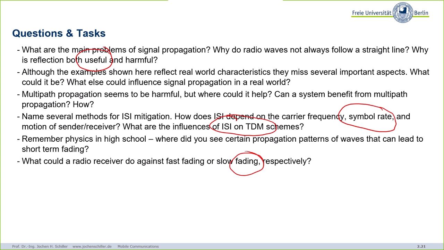As you see from the slides, if you move closer to a base station, the signal gets stronger. If you move further away, the signal gets weaker. So that definitely is some slow fading because it's longer term. Could you imagine what you can do against this kind of slow fading? What could a receiver or a sender do? If you experience as a receiver, for example, that the signal gets weaker and weaker.